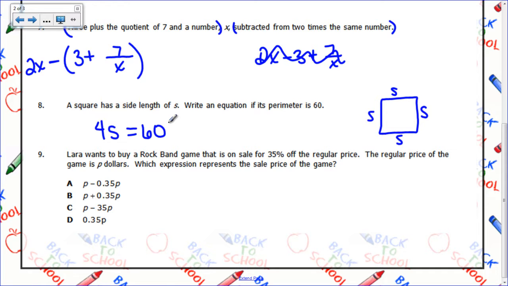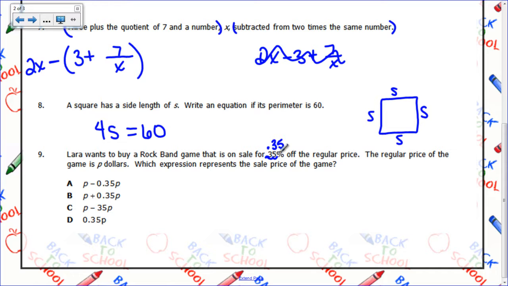So now number 9, multiple choice. Yay! So Laura wants to buy a Rock Band game that is on sale for 35% off the regular price. First thing you need to do is take that 35%, let's make it a decimal, 0.35, because I would move my decimal 2 times to the left, puts that decimal in front of it. So I want it to be 0.35.